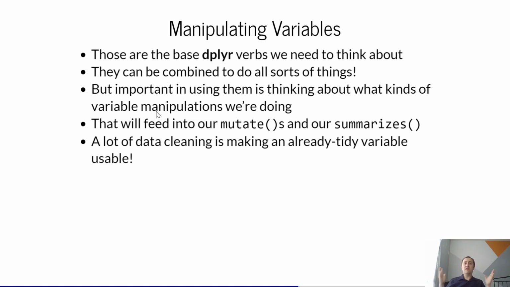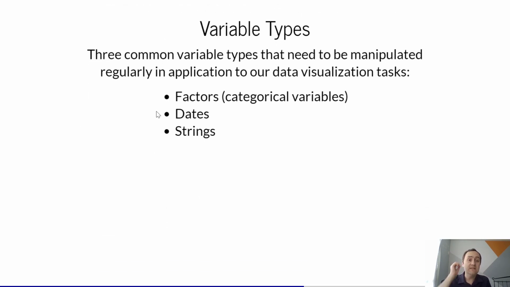So these dplyr verbs that we've talked about, summarize, arrange, filter, etc., can be combined to do all sorts of important stuff. But to use them, we actually have to think about what kinds of variable manipulations we need to do. Those are just the tools that allow us to implement the variable manipulations. What are we going to feed into our mutates and our summarizes and our filters? In fact, a lot of data cleaning is simply making an already tidied variable useful.